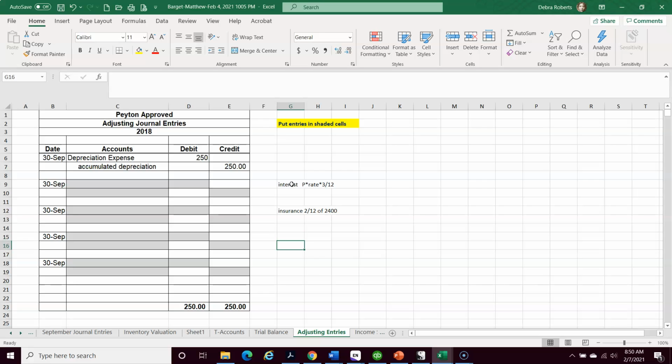For your office supplies, you're going to take your unadjusted balance, subtract the amount on hand, and that will equal your adjustment. And this is the same for your office supplies as well as for your baking supplies.